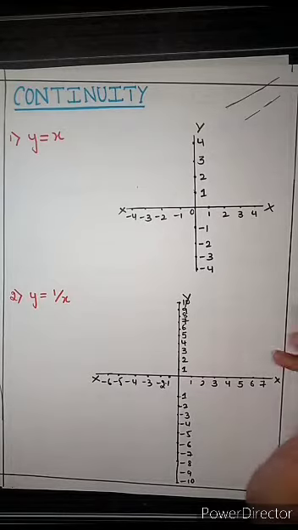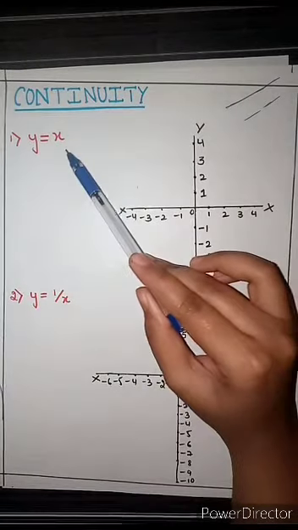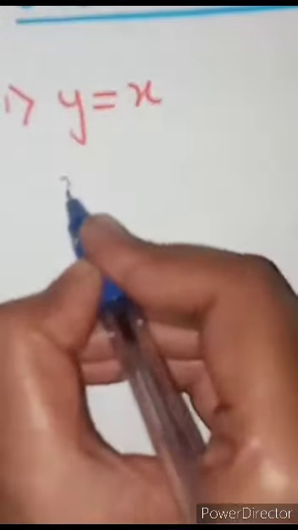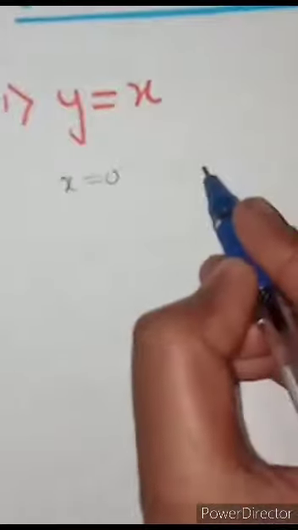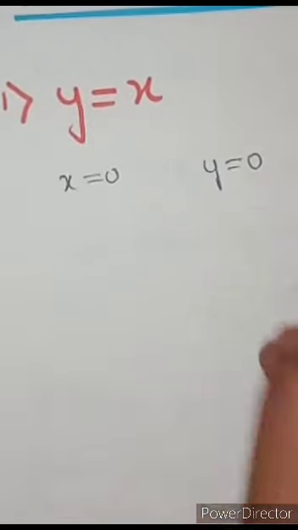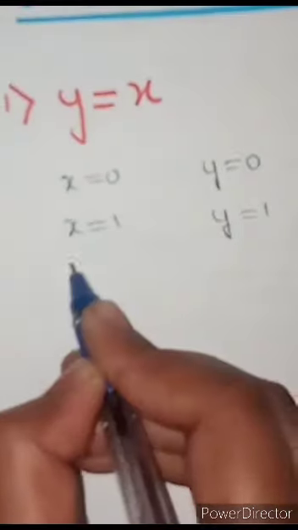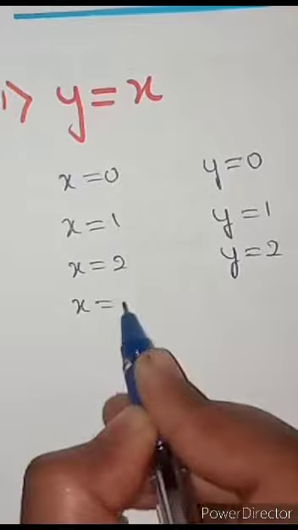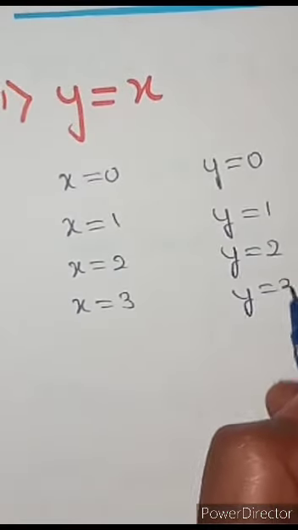Let's see one example. Now take y = x. Now put values. For x = 0, y is also equal to 0. For x = 1, y is 1. For x = 2, y is also 2. For x = 3, y is 3.